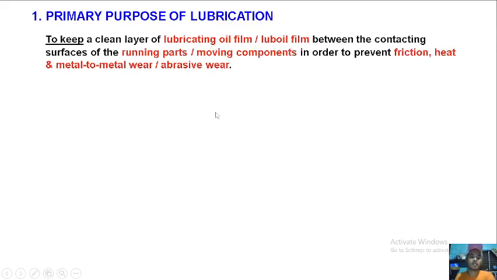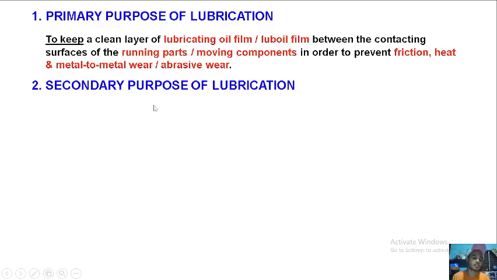Okay, so the primary purpose of lubrication is to keep a clean layer of lubricating oil film between the contacting surfaces of the running parts or moving components in order to prevent friction, heat, and metal to metal wear or abrasive wear. The secondary purpose of lubrication is cooling.